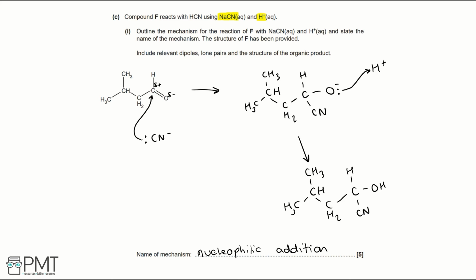And to get the 5 marks for this question, you get your first mark from your curly arrow going from the CN- nucleophile, or the nitrile nucleophile. You get your second mark for your dipoles being correct on the carbonyl functional group. You get your third mark for your second curly arrow, going from the lone pair on oxygen to the H+. You get your 4th mark for having the correct organic product, so this hydroxynitrile. And then you get your 5th mark for correctly naming the mechanism.